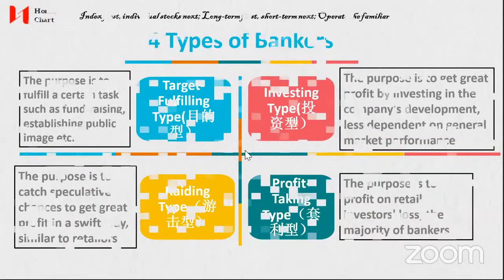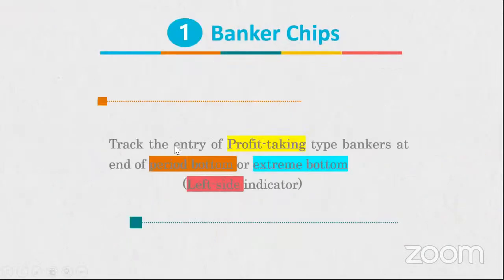Okay, so then you know what I mean here. Track the entry of profit-taking type of bankers, right? And the keyword, first one is profit-taking. Second keyword is period bottom. Third keyword, extreme bottom. It catches the bottom, but sometimes it's a smaller bottom, but sometimes it might be quite a big bottom. All right, so it is a left side indicator, left side trading indicator.